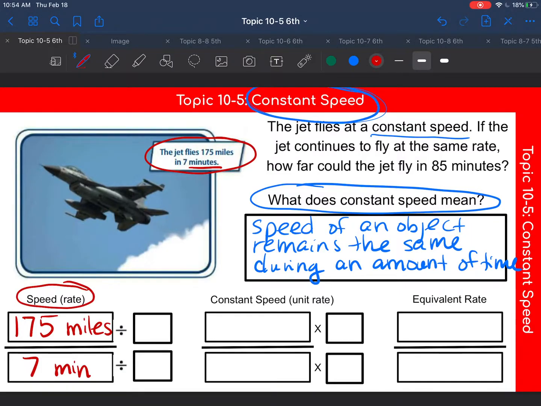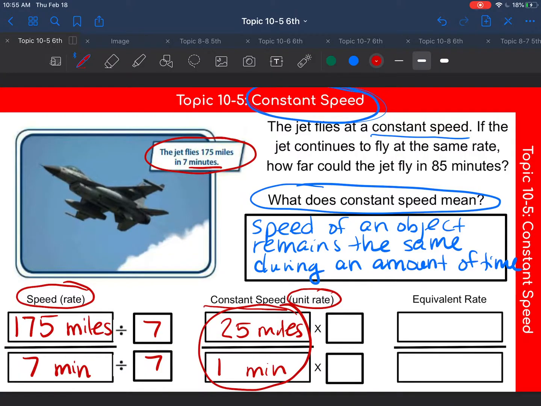From this rate, now we can find the unit rate, which since we're talking about speed, we can call constant speed. So to get from 7 minutes to 1 minute, we divide by 7 on the bottom, and then we divide by 7 on the top. 175 divided by 7 is 25 miles. So this is the unit rate. This is the constant speed of the jet. It can go 25 miles in 1 minute. That is very, very fast.